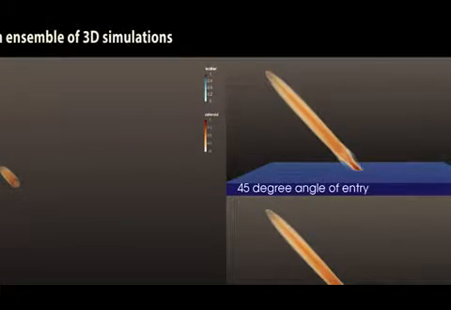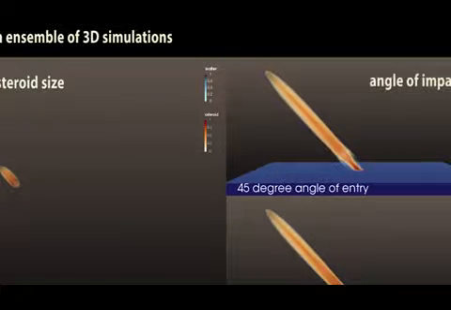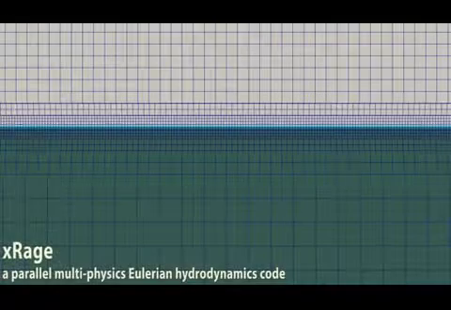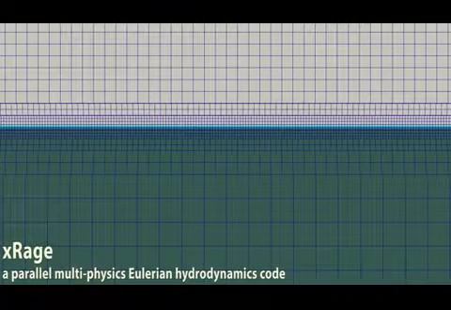Los Alamos scientists ran an ensemble of 3D simulations, varying the asteroid's size, the angle of impact, and whether or not the asteroid exploded in an airburst before impact. The height of this airburst was also varied. We used X-Rage, a parallel multiphysics Eulerian hydrodynamics code.